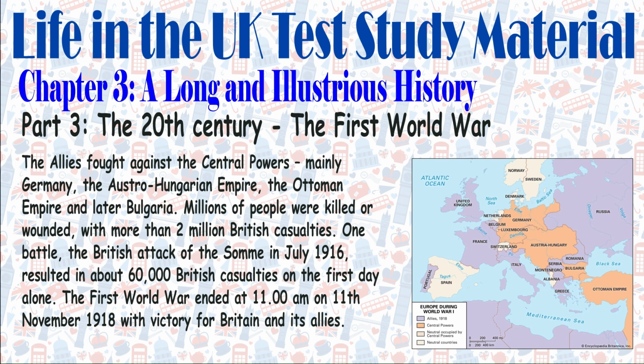The Allies fought against the Central Powers, mainly Germany, the Austro-Hungarian Empire, the Ottoman Empire, and later Bulgaria. Millions of people were killed or wounded, with more than 2 million British casualties. One battle, the British attack of the Somme in July 1916, resulted in about 60,000 British casualties on the first day alone. The First World War ended at 11:00 a.m. on the 11th of November 1918 with victory for Britain and its allies.